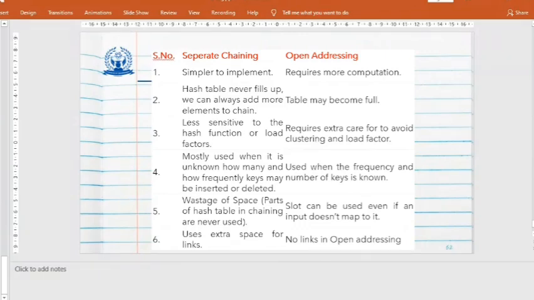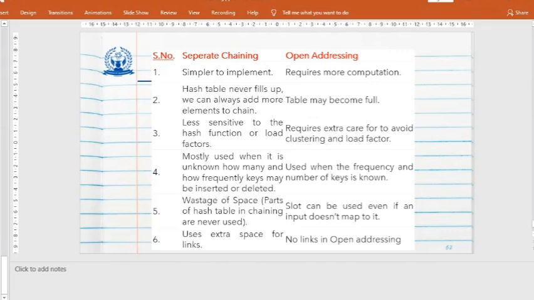Fourth point, separate chaining is used widely when it is unknown how many keys may be inserted or deleted and how frequently. Open addressing is used when the frequency and the number of keys is known. Separate chaining means wastage of space, that means parts of the hash table in chaining are never used. In open addressing, all slots can be used. Separate chaining uses extra space for links. In open addressing, no links are used.